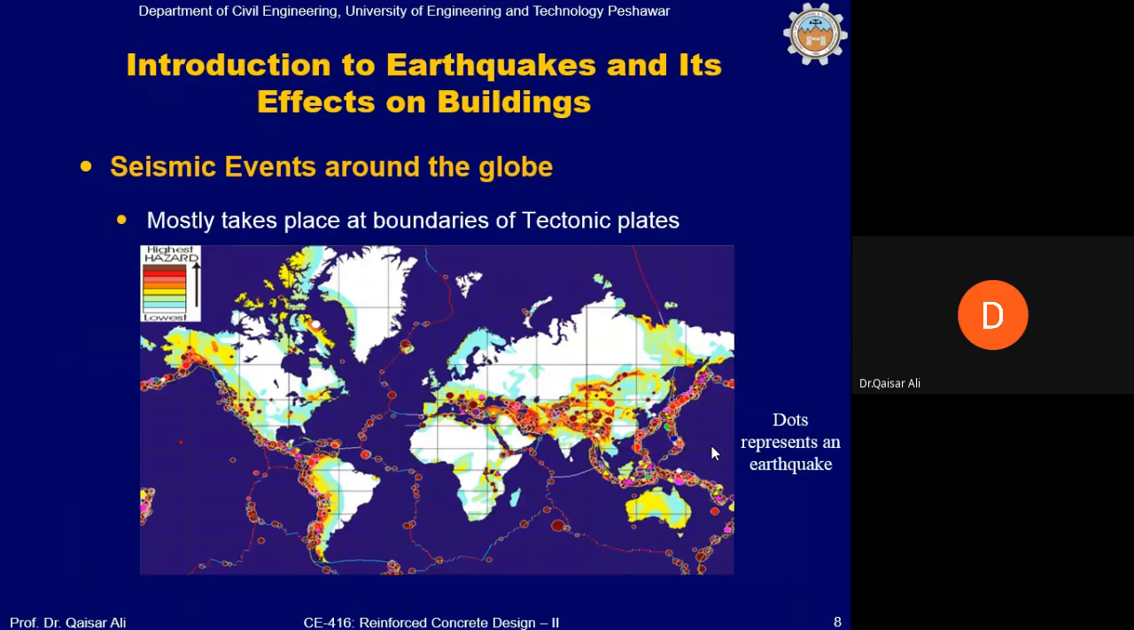The seismic events around the globe mostly take place at the boundaries of tectonic plates. You are well aware of these things. These are the dots which have been shown in this figure, indicating that most of the earthquake events have occurred along these boundaries, further substantiating the fact that earthquakes occur due to the movement of tectonic plates.